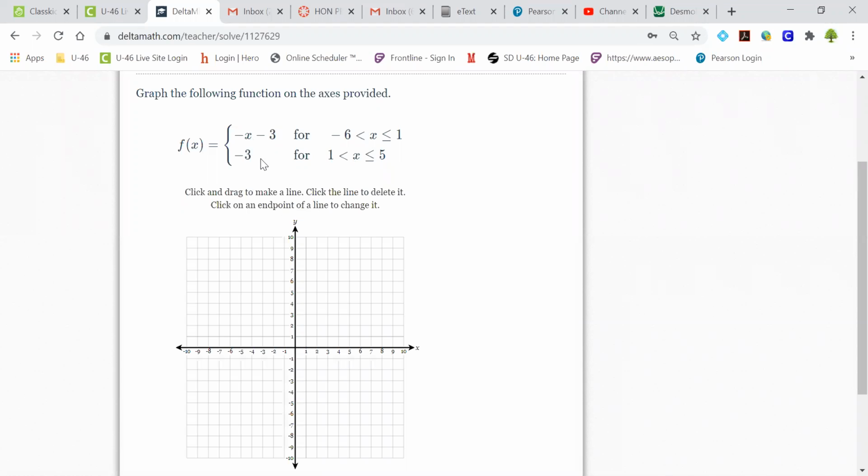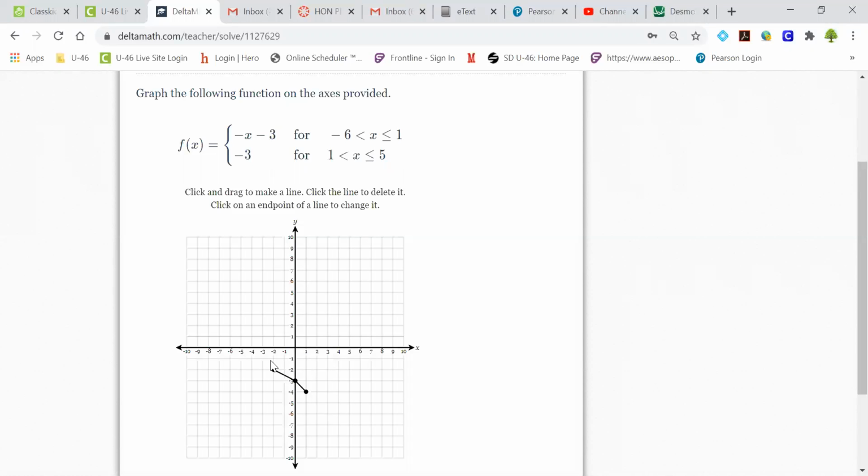So let's start with -x minus 3. And so I've got a line with a y-intercept of -3 and a slope of -1. So I would start at -3, and my slope is -1, so down 1, over 1, etc. But I want to keep kind of one eye on the domain. My domain is only from -6 to +1. So this little section of that line is going from 0 to 1. I want to go all the way back to -6.